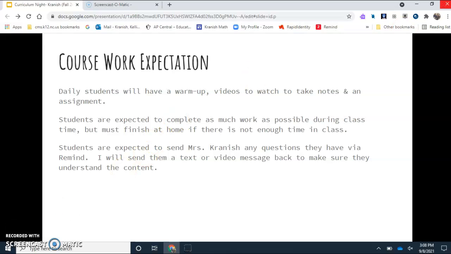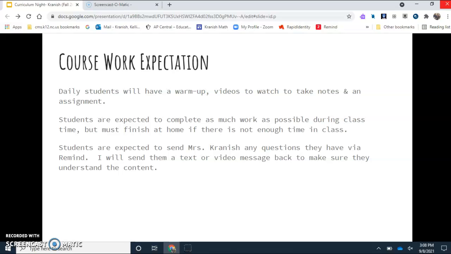For both classes, here are the coursework expectations. While I'm out on maternity leave, I'm using the Canvas platform that they used last year. Daily, students have a warm-up, they have videos of me teaching to watch and take notes, and they have an assignment. They're expected to complete as much work as possible during class time, but they must finish at home if there's not enough time.